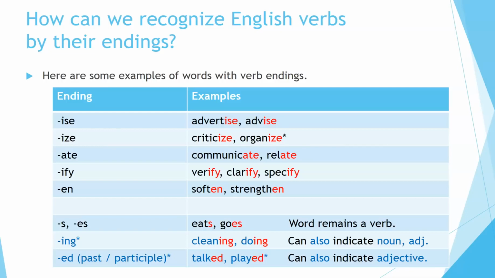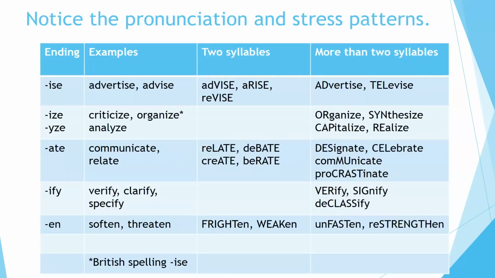ed in the past and past participle: talked, played. These can also indicate an adjective. Notice the pronunciation and stress patterns for these verbs. Ending, examples, two syllables, more than two syllables.